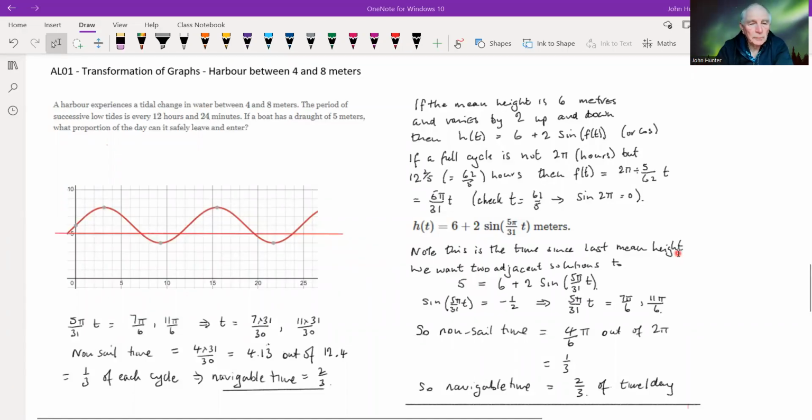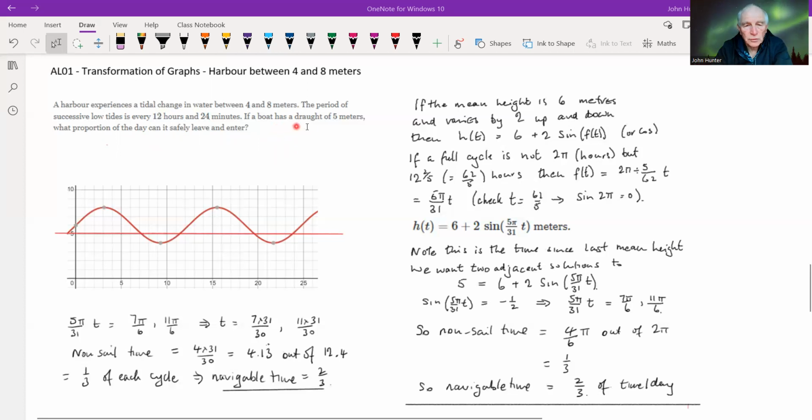Right, we've got a worked example here for transformation of graphs. This is quite an interesting problem, I think. This is about a harbour which experiences a tidal change in water between 4 and 8 meters. The period of successive low tides is every 12 hours and 24 minutes, 12.4 hours, if you like. If a boat has a draft of 5 meters, what proportion of the day can it safely leave and enter?